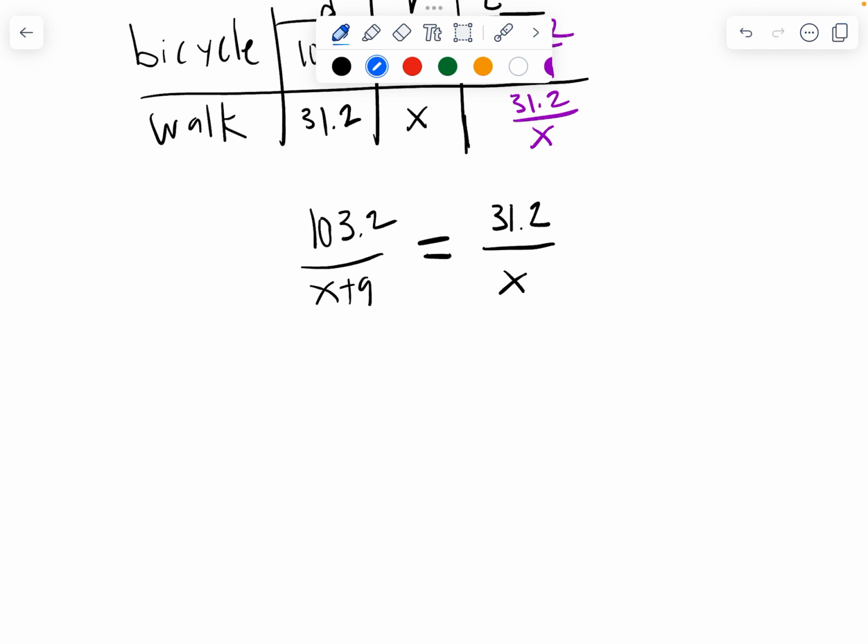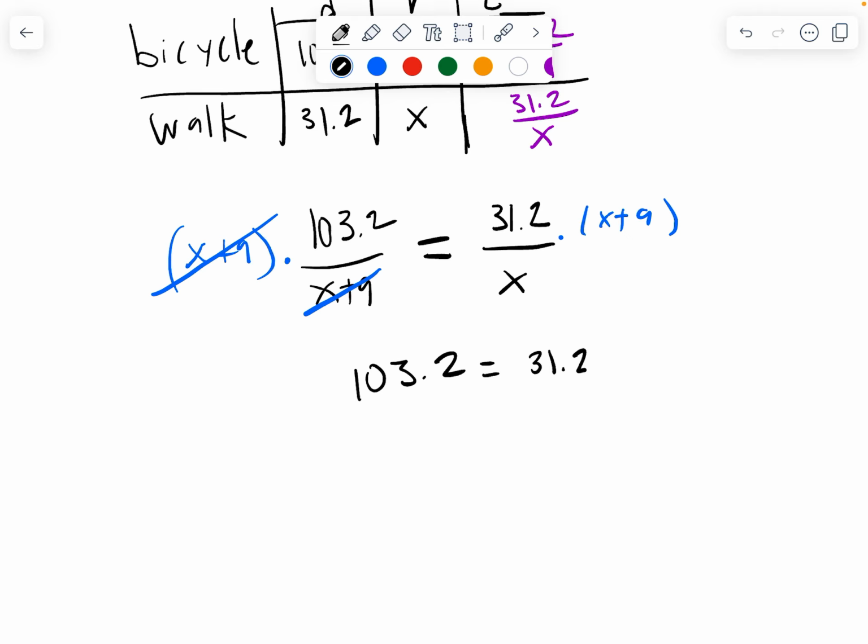So our goal is to solve for x. x is currently in the denominator of both of these fractions. Fractions imply division, and we undo division with multiplication. On the left, we have an x plus 9, so we undo division of x plus 9 by multiplying by x plus 9. And what we do to one side, we do to the other. So those are gone on the left, and we have 103.2 equals 31.2 times x plus 9 all over x.